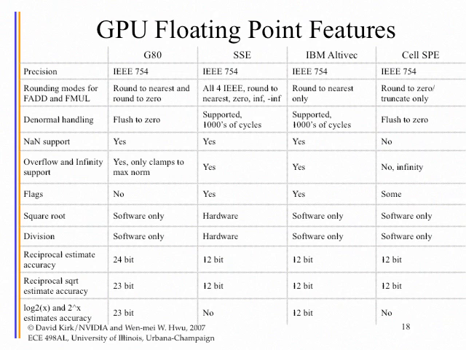Square root. It's a software implementation. That is, you don't have a square root instruction. You have what? Reciprocal square root, right? So that's what they mean by software only. Division, same way. It's what? Exactly. Reciprocal and multiplication. And then reciprocal estimate accuracy is about 24 bits of accuracy, and reciprocal square root estimate accuracy is about 23 bits.